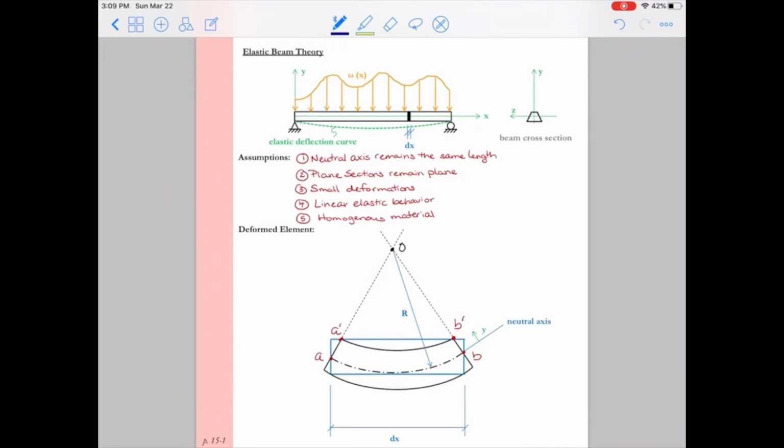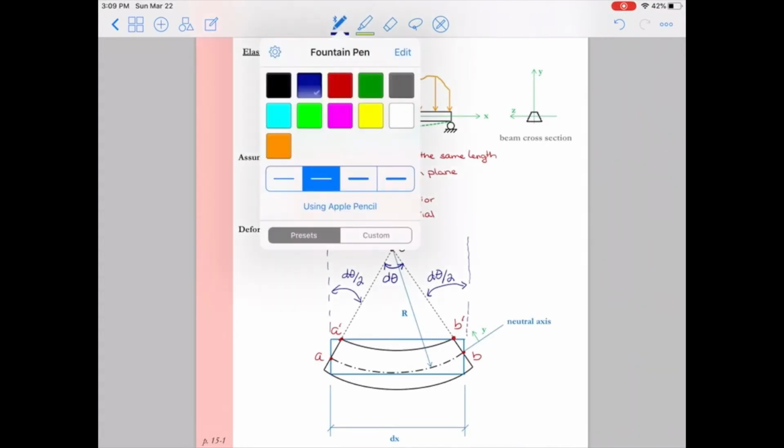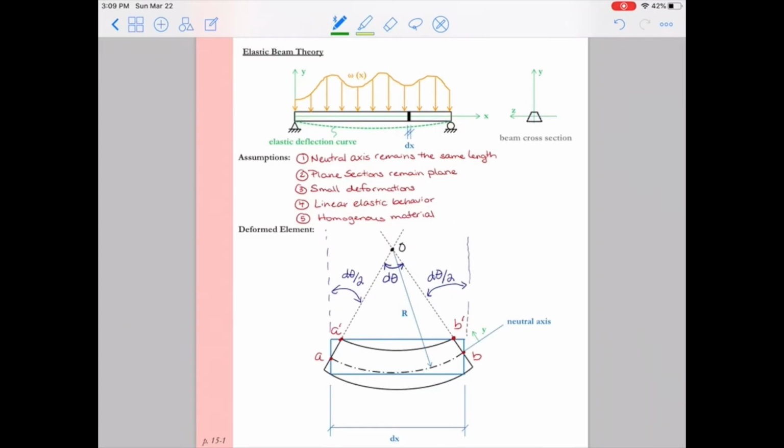I want to work with this diagram a little longer, so I'm going to indicate a few more values. This segment dx goes through some angle of curvature, which is going to be called d theta. I'll put that on both sides, so d theta over 2 on the right-hand side and d theta over 2 on the left-hand side. This assumes both sides deform the same. It doesn't really matter, but it makes our derivation a little easier. Even if they don't, say 3/4 of the angle on one side and 1/4 on the other, it still adds up to d theta.